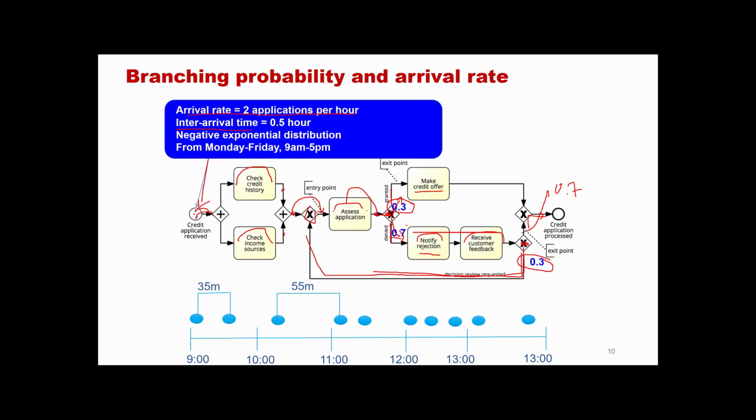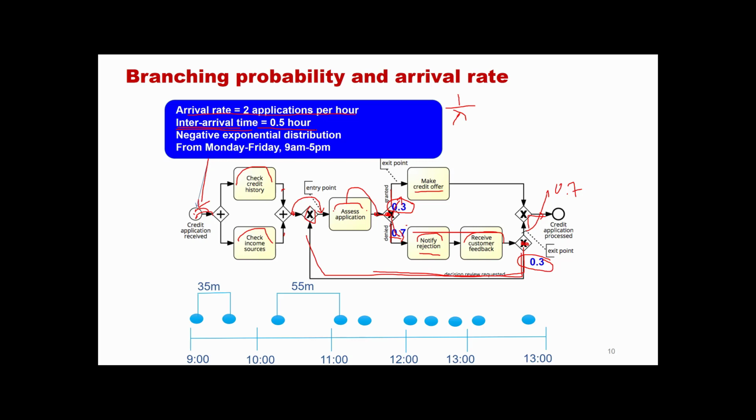Now, what you need to tell the simulator is not how many applications you receive per hour, it's how often on average you receive an application. This is called the inter-arrival time, and it's basically 1 divided by the arrival rate, which we call lambda in the jargon. So 1 divided by the arrival rate, lambda, is the inter-arrival time.